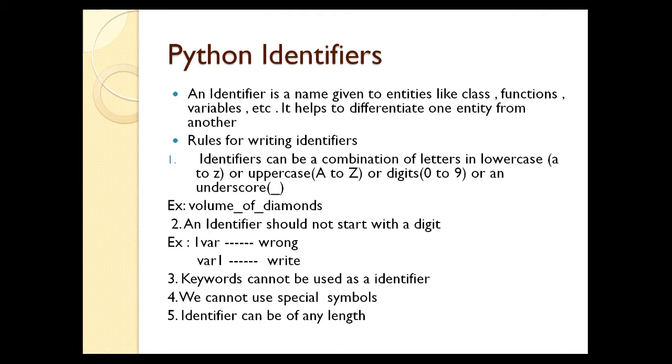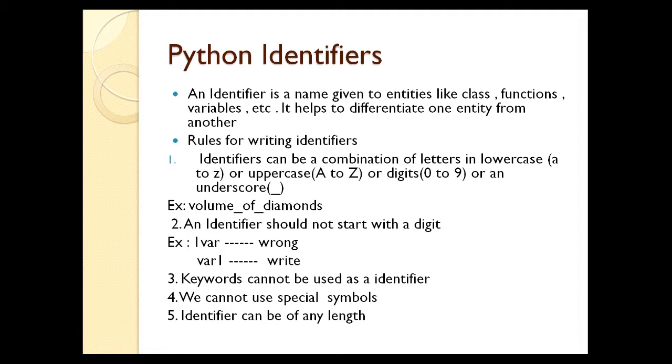Python identifiers. An identifier is a name given to entities like class, function, variable, etc. and it helps us to differentiate one entity from another. Rules for writing identifiers. Identifiers can be a combination of letters in lowercase or uppercase, digits 0 to 9, or an underscore. For example, you can write volume_of_diamonds or Patlawat_Sirisha, or anything. Okay, the second rule is an identifier should not start with a digit. You can start with an underscore but you should not start with a digit.